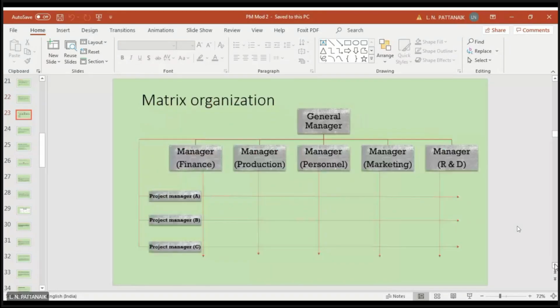So we are talking about various organizational structures, and we have discussed two of the varieties of organizational structure, that is functional and product. So moving ahead, the third category in this discussion is called matrix organization.